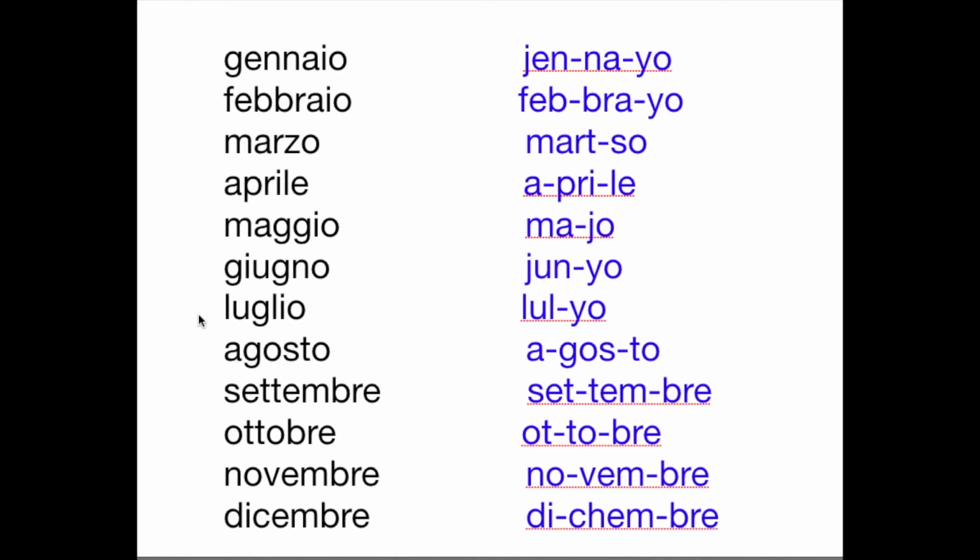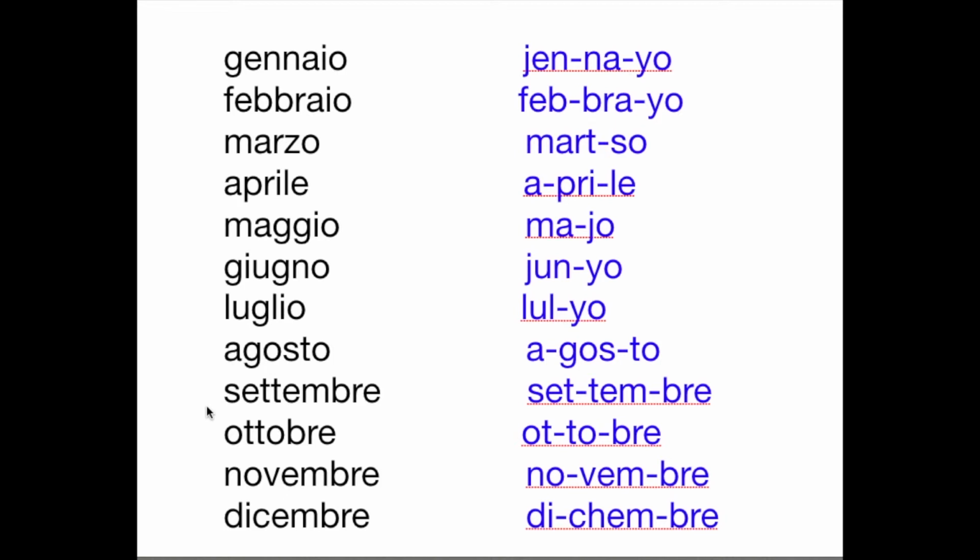Then we have luglio. Again, in this word, forget about the letter G. We have 2 syllables, lul-yo. The I and O in there has the yo sound, luglio. That's luglio. Agosto. This word has 3 syllables. A-gos. That's easy. Agosto.